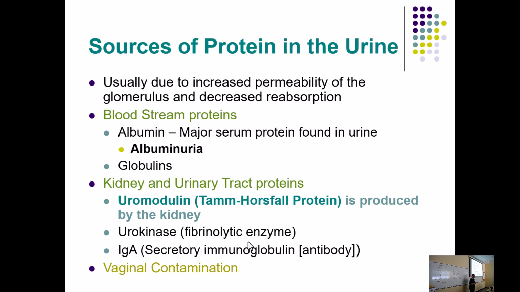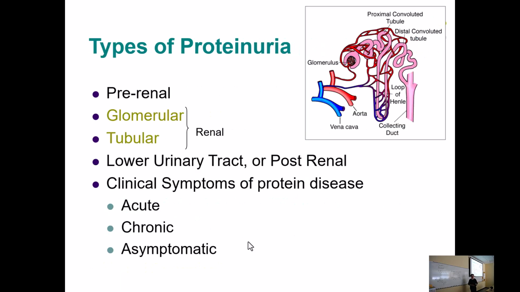Another source is vaginal contamination. Vaginal contamination is often also a cause of higher protein in the urine. Most of the time, we're not going to see it though, because it's not albumin. The strips are specific for albumin.